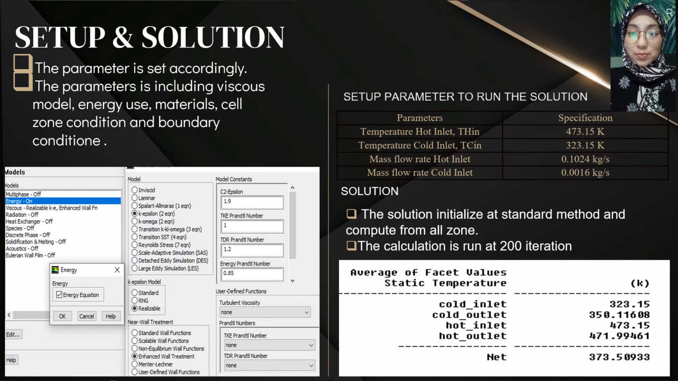After all the parameters are set up for the solution step, the solution is initialized with the standard method and computed from all zones. Lastly, the calculation is run at 200 iterations and the result of the temperature difference between hot and cold are obtained as shown in the figure.